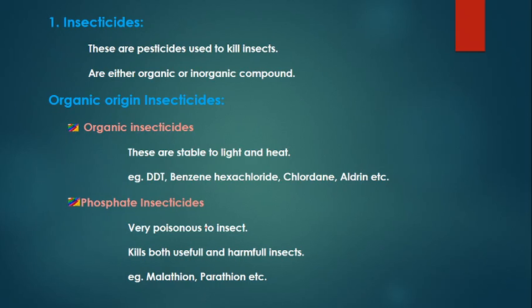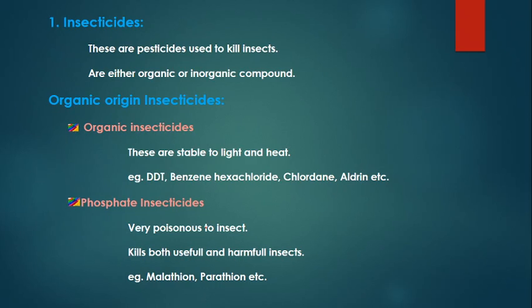Organic origin insecticides are compounds which contain organic groups and are stable to light and heat. Examples of organic insecticides are DDT, benzene hexachloride, chlordane, and aldrin, etc. These are the organic compounds which are used as insecticides. Hence, these compounds come under the class of organic insecticides. Now, phosphate insecticides.